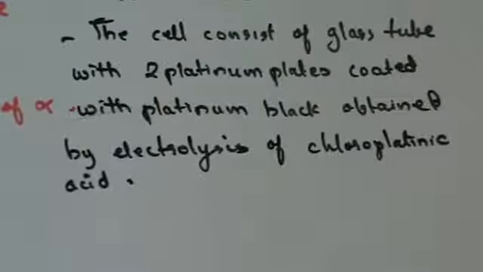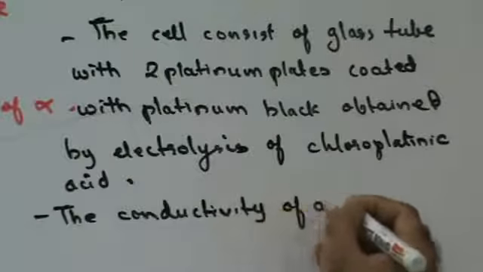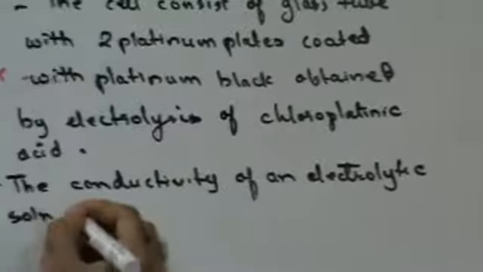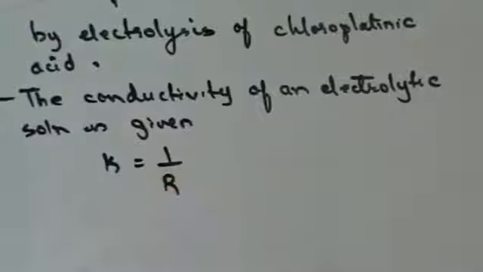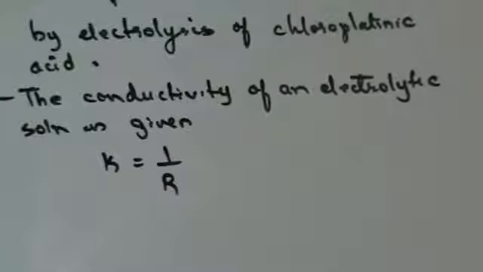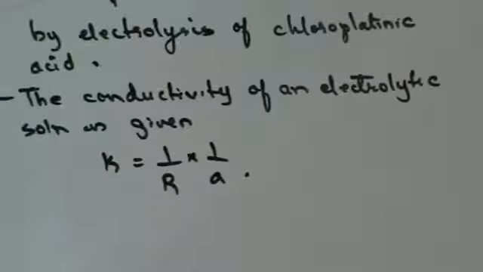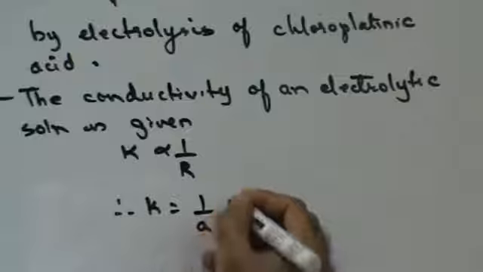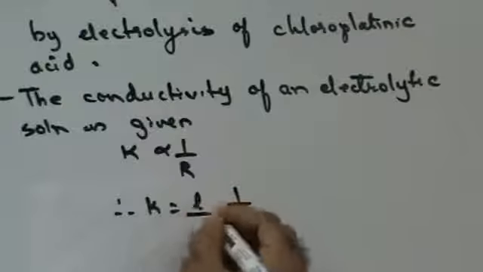Fine. Now how do I get the cell constant? The conductivity of an electrolytic solution is given by the formula: K, conductivity, is inversely proportional to resistance. So 1 upon R into some constant. Actually, it should have been this way, guys. Conductivity is inversely proportional to resistance, therefore K is equal to 1 upon A into 1 upon R. Or I could say that instead of 1 upon A, I could actually take this as L upon A.